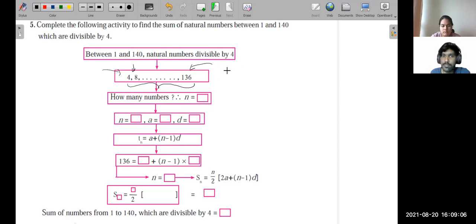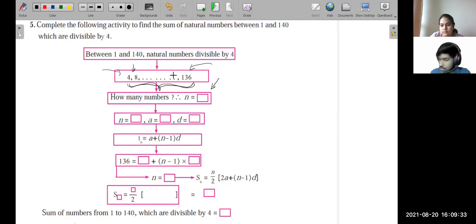We can use T1 plus T2 plus Tn. Yeah, you can do that, but you have to find the value of n first. Now, how will you find the value of n? By using the Tn formula. Number of terms: how many terms between 4 and 136?